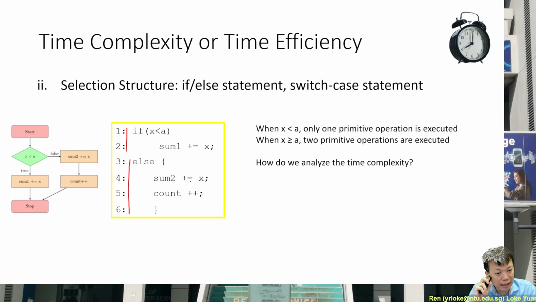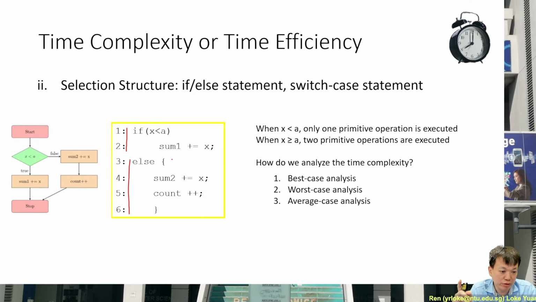that it's not simply counting the number of primitive operations. There are a few possible scenarios, because you do not always run a particular primitive operation. So in that case, when we analyze this kind of algorithm, we need to consider a few things: the best case, the best scenario, and the worst scenario, and the average scenario.